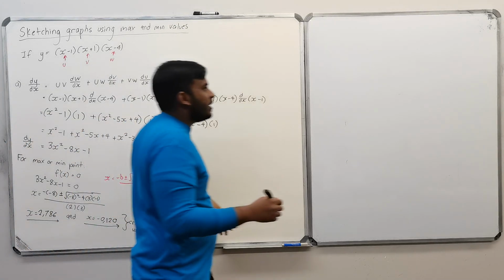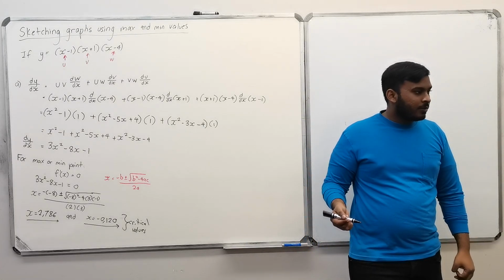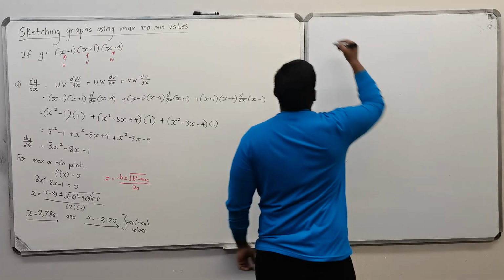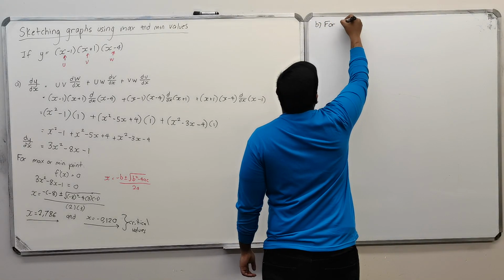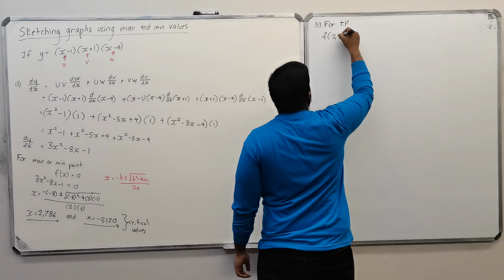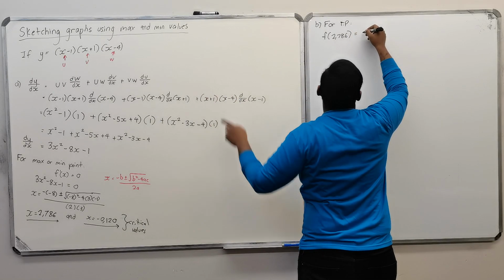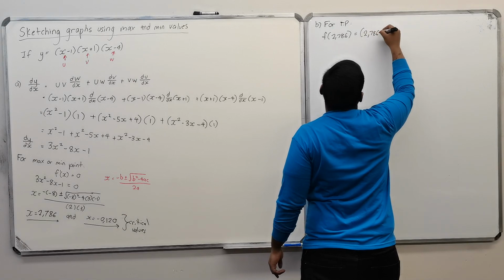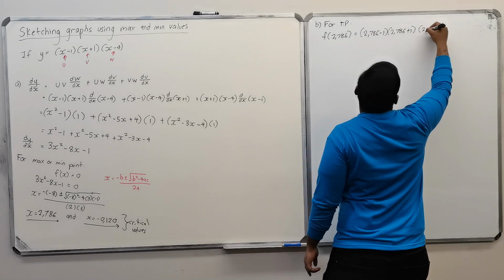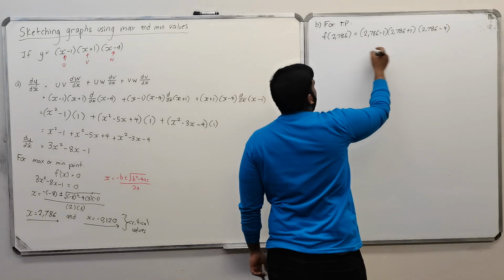Now that we have the critical values, they want to know the turning point. How would you do that? Basically, you must substitute x into the original. So you take your critical values and put them into your original equation. So for the turning point, I'm going to say f of 2.786 is equal to, and then you're going to put it there, so it's going to be 2.786 minus 1 times 2.786 plus 1 times 2.786 minus 4. Put it exactly like how I got it here in the calculator.